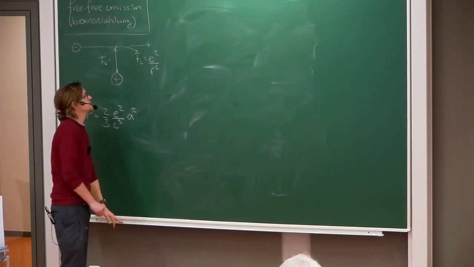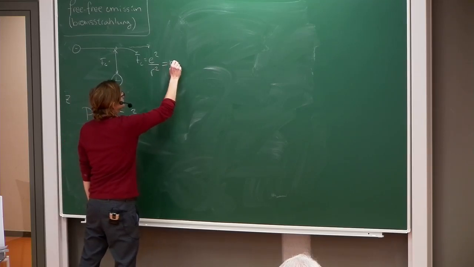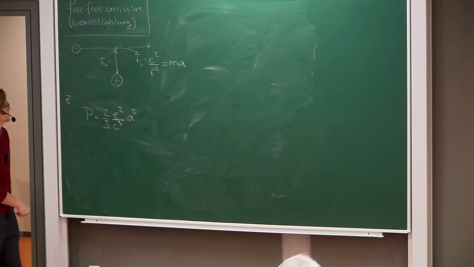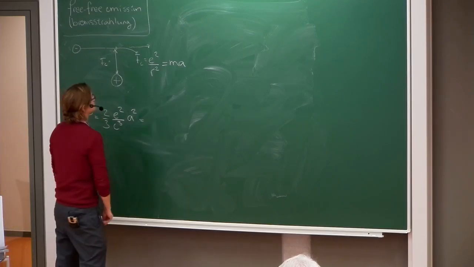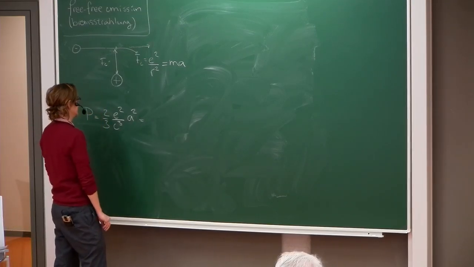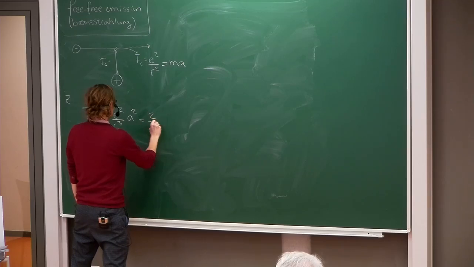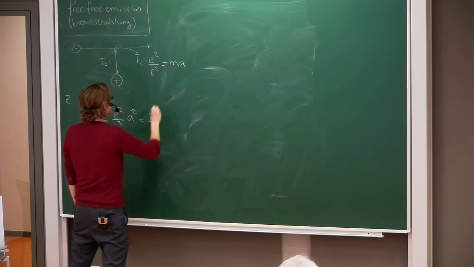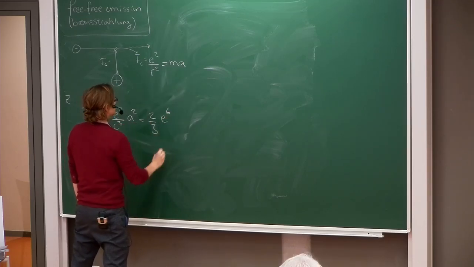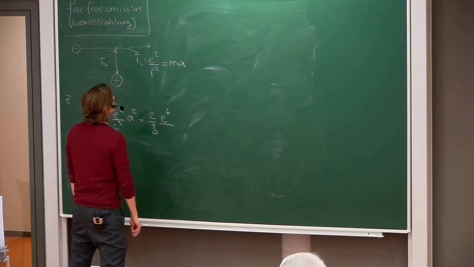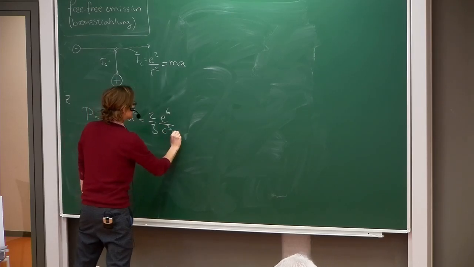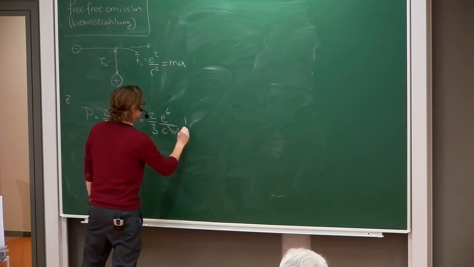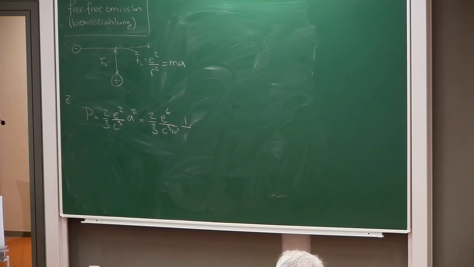Okay, what is this acceleration? Well, this is just Newton's second law, since it's classical, so we just have this ma there. And then, of course, we can just insert this immediately here to get 2/3 e to the 6, over c cubed, the mass squared. And then it's a question, what should we do for the radius here?